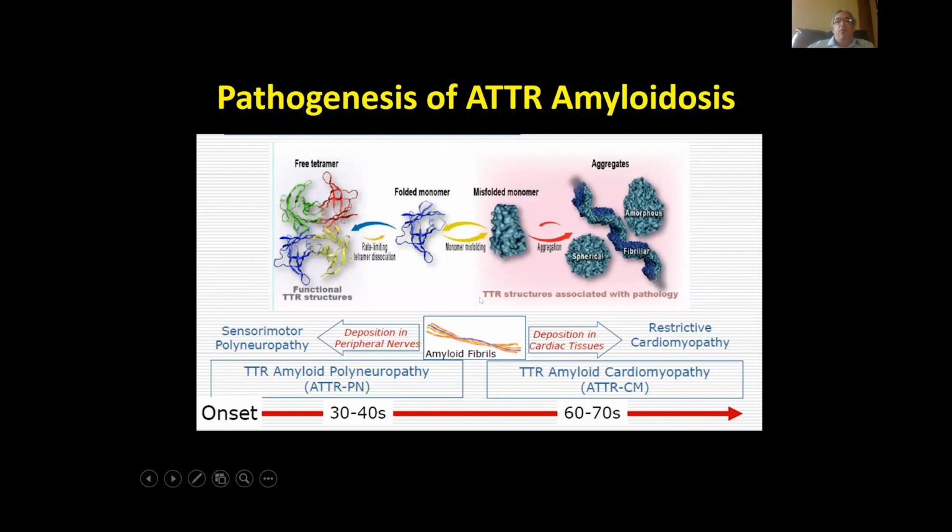shown here from work that seminally was done by Jeff Kelly, in which a transthyretin homotetramer dissociates into monomers that agglomerate into amyloid fibrils. And when they deposit in the heart, we've learned we call that transthyretin amyloid cardiomyopathy, a disease of older adults that we're focusing on today. And when it deposits in the nerves, we call that transthyretin amyloid polyneuropathy, typically caused, as we heard, by the Val30Met mutation as the classic example.